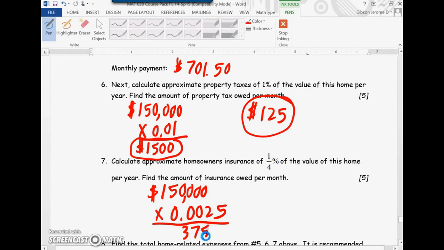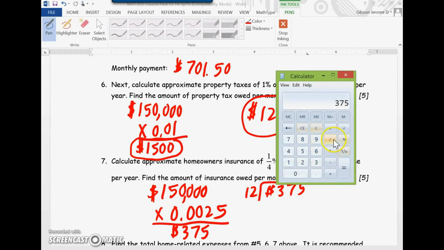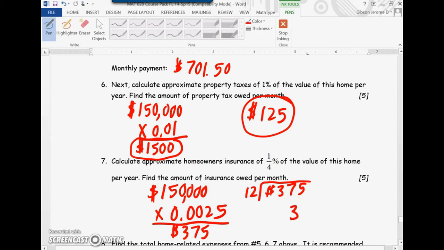And that gives us $375. Now remember, this is for the year. We have to do it per month. So we need to divide this by 12 to get our value for the monthly amount. So we would take $375 divided by 12, and that gives us $31.25. So this is your monthly amount. This is your monthly. This is your yearly.